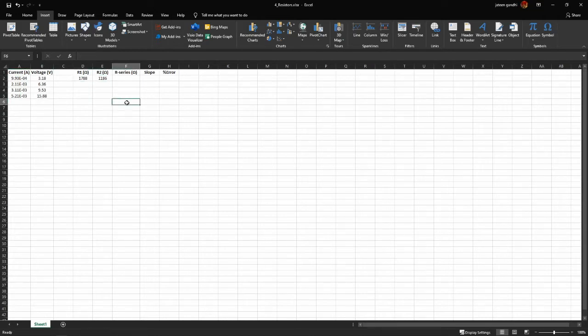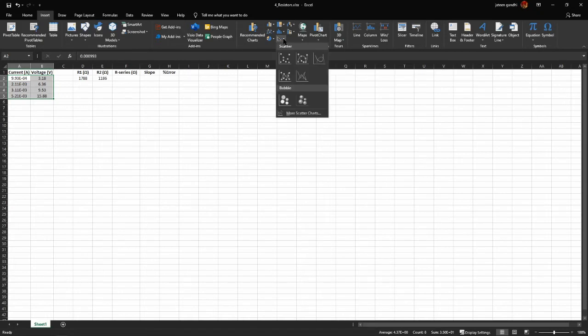Now the way I'm going to input the plot is to select these two columns: bring the mouse here, left click, and drag. So you can select both columns. Once you have selected them, come here on the top, and in the Insert tab you'll see charts. Click on this, and I'm going to use just the dots, so scatter.